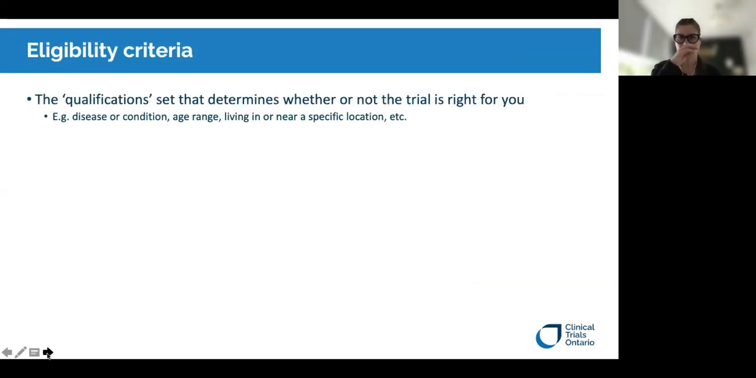So what are eligibility criteria? As I mentioned, it's like the set of qualifications that determines whether or not a trial is right for you. So it might be a disease or condition. So it might be a specific type of pancreatic cancer. It might be that you have to live near or in a specific location, and that might be because of the site schedule or what that looks like. So those are important things to look at when you're interested in a study. And we're going to look at an actual study right now that's recruiting, and I'm going to go over those with you in terms of where you can look to find what the eligibility criteria is.